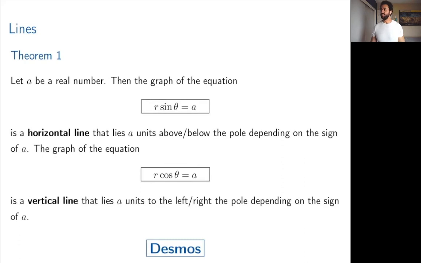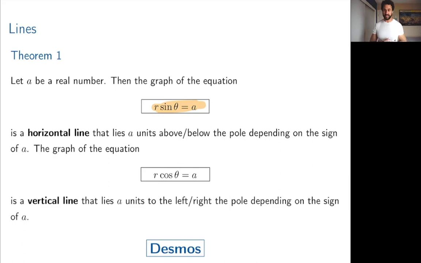Okay, so these are the equations for a line. So actually, let me do this so I can see this a little better. There we go. Okay, so these are the equations of a line. If a is a real number, then this equation, r sine theta equals a, that's the graph of a horizontal line in the polar plane.